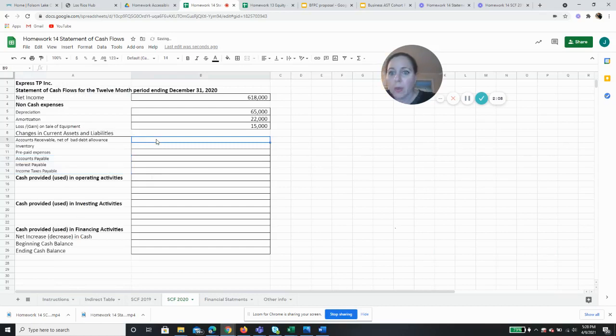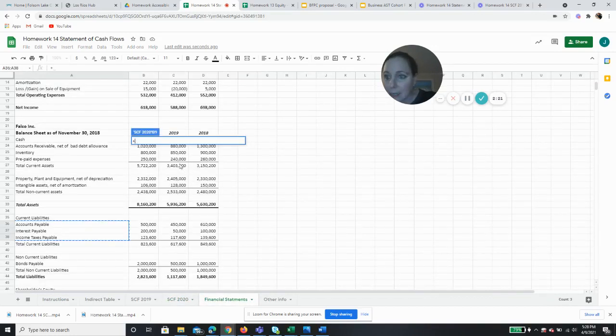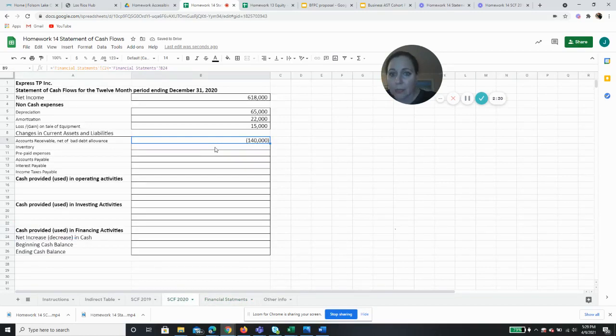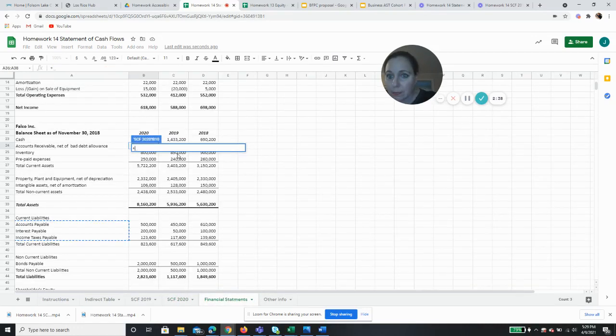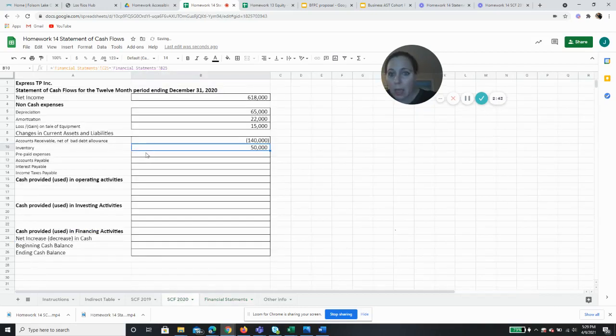Okay, so our assets, if our assets increase, we subtract, and if they decrease, we add. So we will take 2019 and subtract 2020. So we subtract 140,000 because accounts receivable went up. Same thing for inventory. We'll take 2019 and subtract 2020. And we'll do the same thing for prepaid expenses.